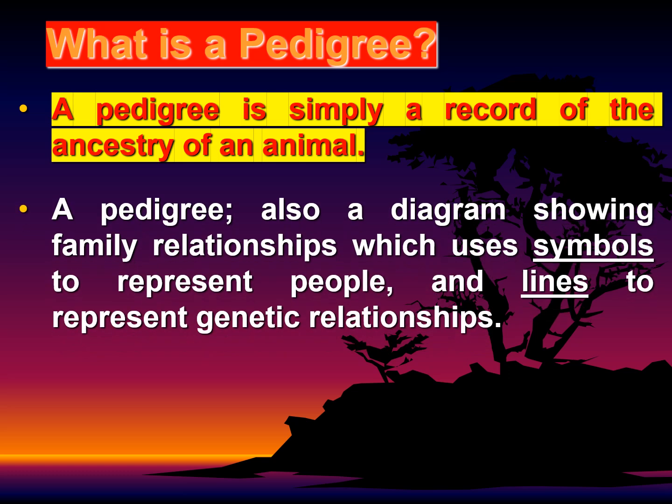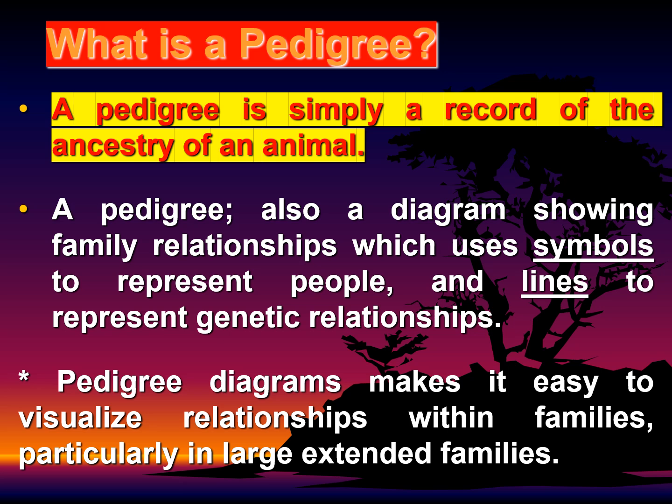A pedigree also is a diagram which shows family relationships, and in these relationships we use symbols to represent people, and we use lines to represent genetic relationships. So pedigree diagrams make it easy for us to visualize relationships within families, particularly in a large extended family.